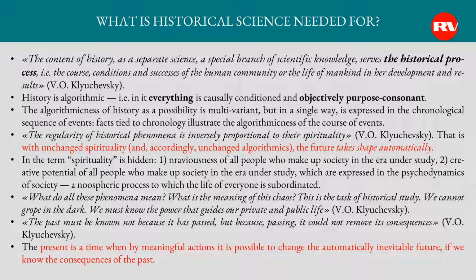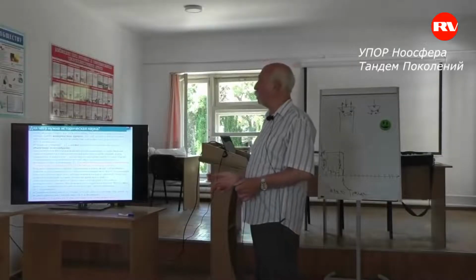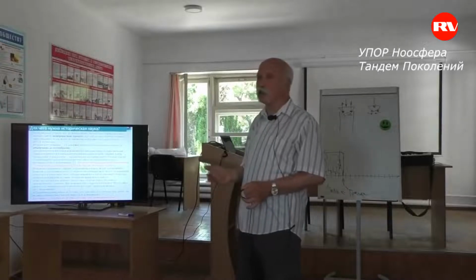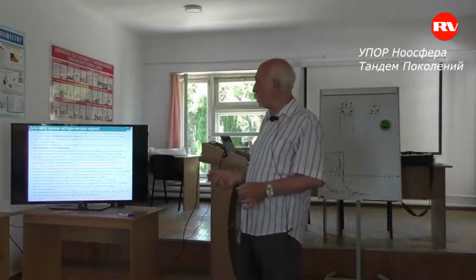But if objective phenomena somehow exist and a person sees them, then he must also somehow describe them. And here Ключевский has an aphorism: the regularity of historical phenomena is inversely proportional to their spirituality. Regularity in science is understood in such a way that if you create some conditions, these conditions affect something, and the result will be programmed by the impact of these conditions. That is, the repeatability of the result in the presence of certain conditions.